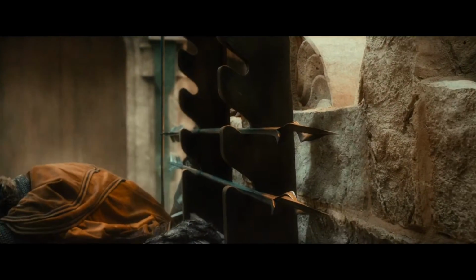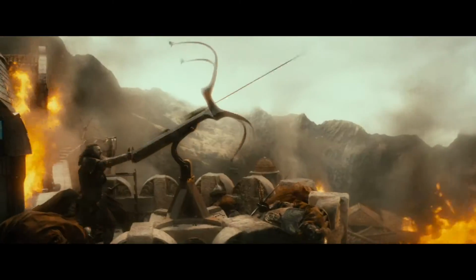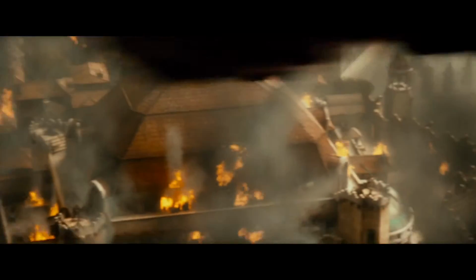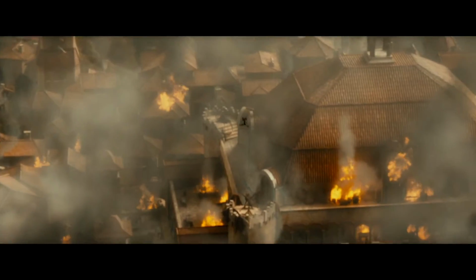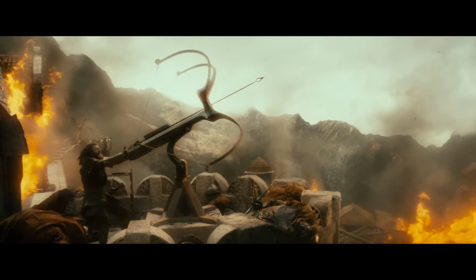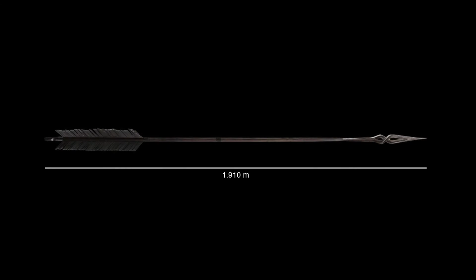Here in the prologue we get our first glimpse of a black arrow in flight. Let's determine its velocity. First we need a scale against which we can make actual measurements, and for this we can use the black arrow itself. Weta lists their replica as being nearly 2 meters long, and this is consistent with what we see on screen.